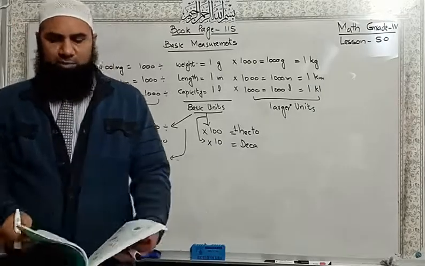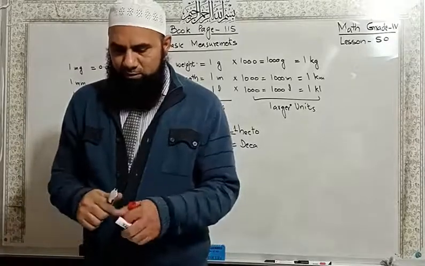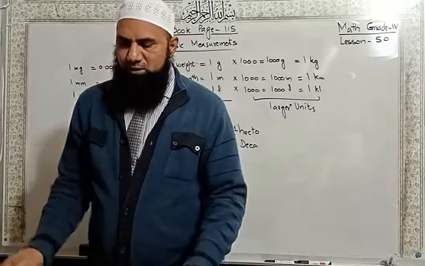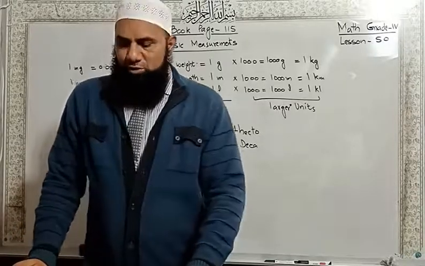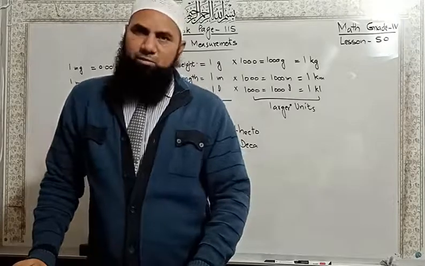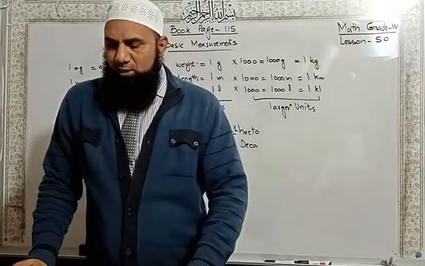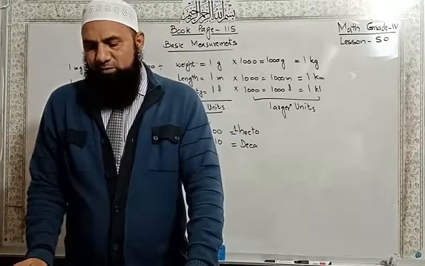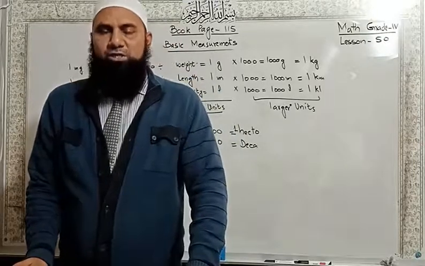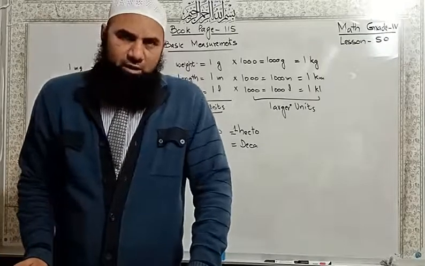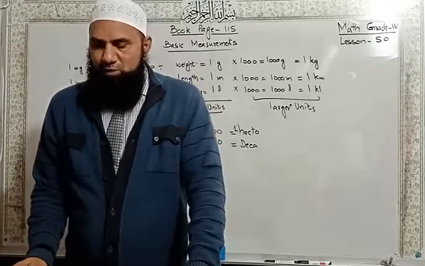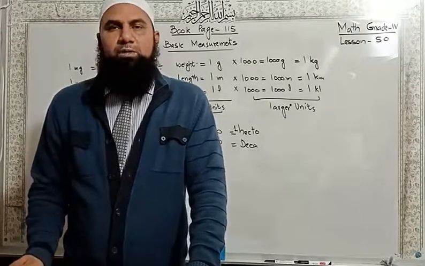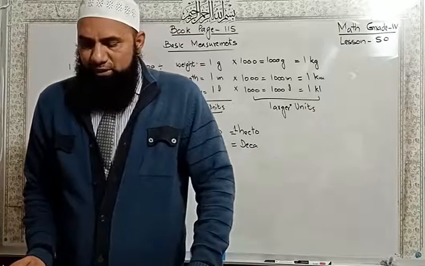See question number 1. This is page number 115. See this table. The word kilo, shortly we write K. This is the multiplication of basic units by 1000 times. And hecto stands for H, and it is the multiplication of basic units, for example gram, meter, liter, by 100. And deca stands for multiplication of the basic unit by 10 times.